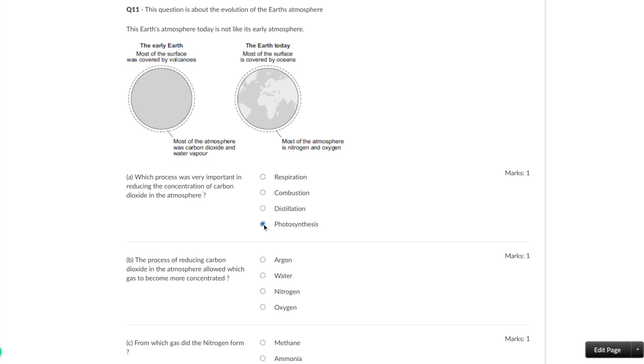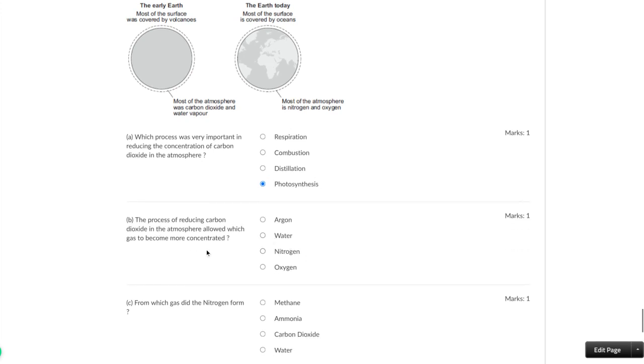Obviously, photosynthesis. The generation of plants allowed photosynthesis to occur, carbon dioxide levels then reduced, kicking out oxygen, obviously, which is then useful. Combustion generally produces CO2, as does respiration, and distillation is just a physical process of something becoming liquid, gaseous, back to liquid. So, the process of reducing carbon dioxide allowed which gas to become more concentrated? So obviously, this process of photosynthesis took in the carbon dioxide, but gave out the oxygen as a byproduct essentially of photosynthesis. The water was obviously already there.